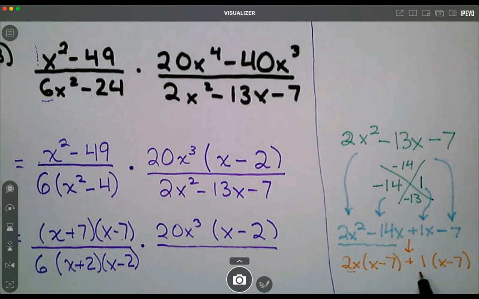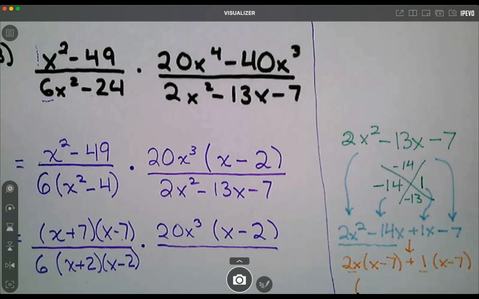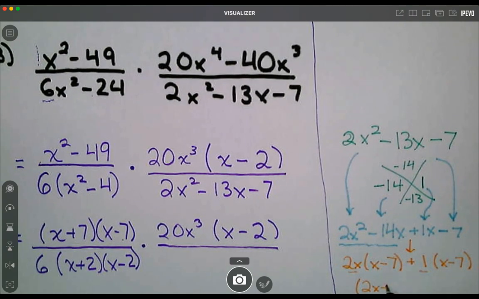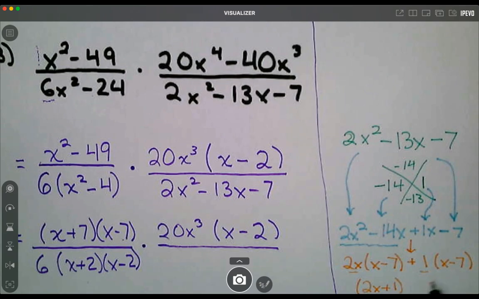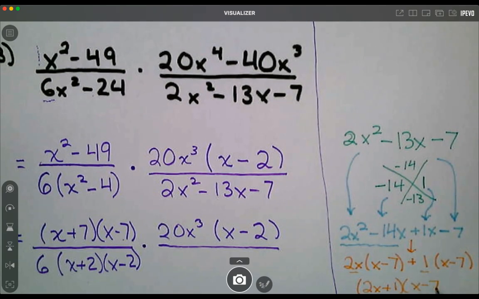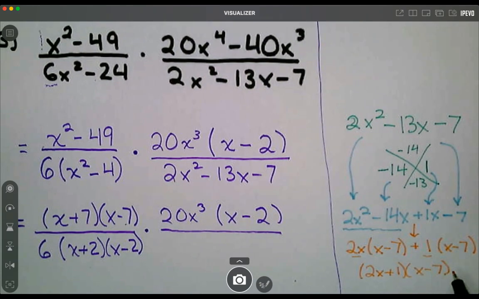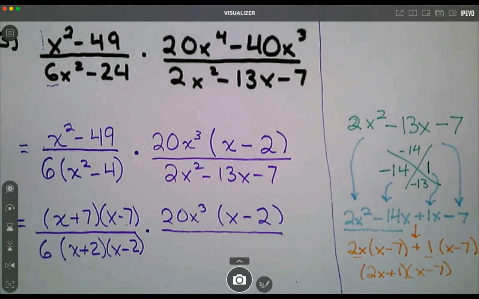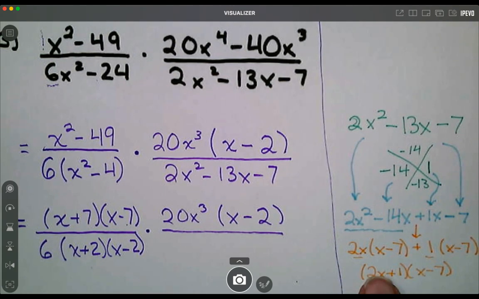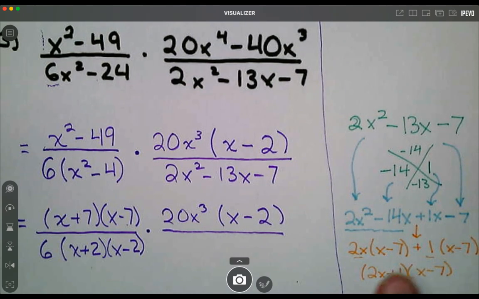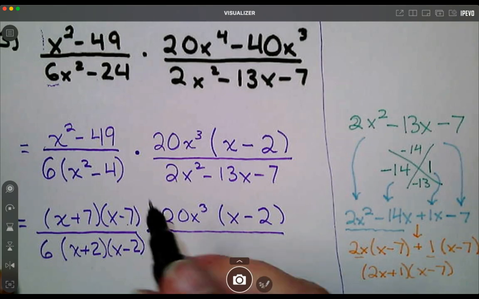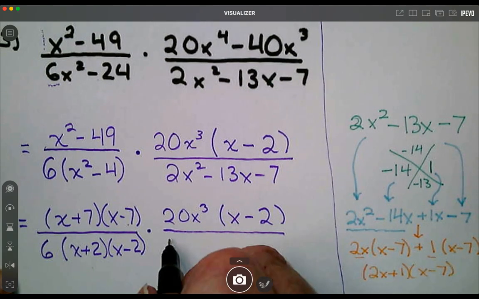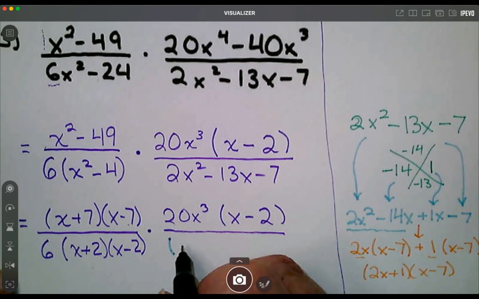Then I take this 2x and this 1, and I make them into their own factor. And I take the x minus 7, and I make that into its own factor. And I got it. And in case you've forgotten, if you multiplied these back together by distribution, you'd get back to this.